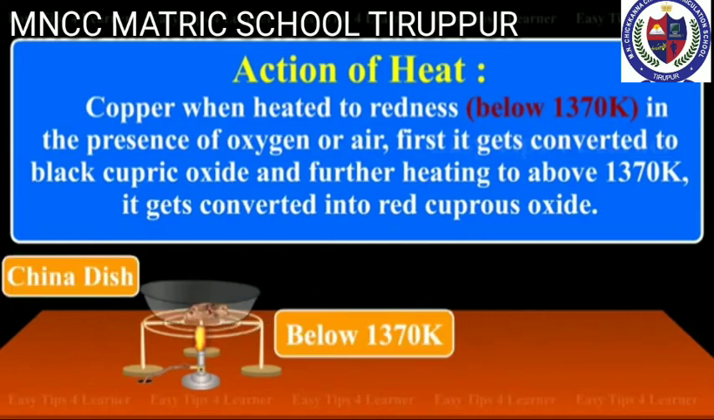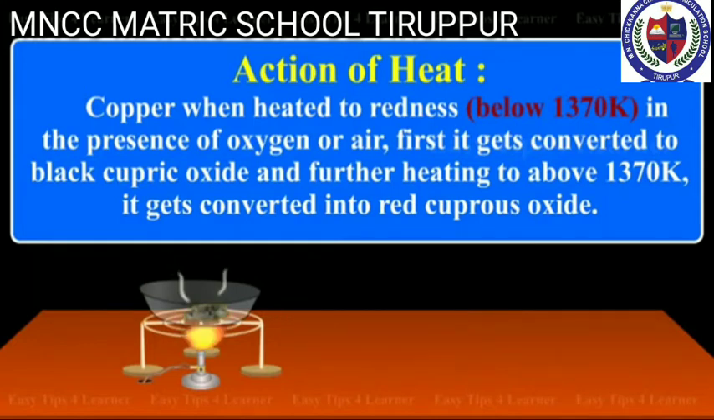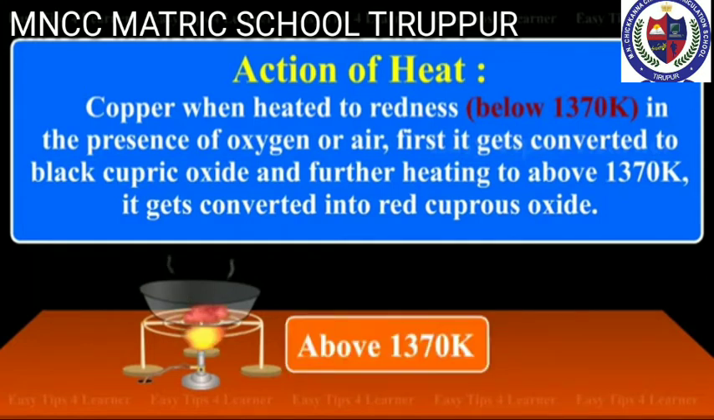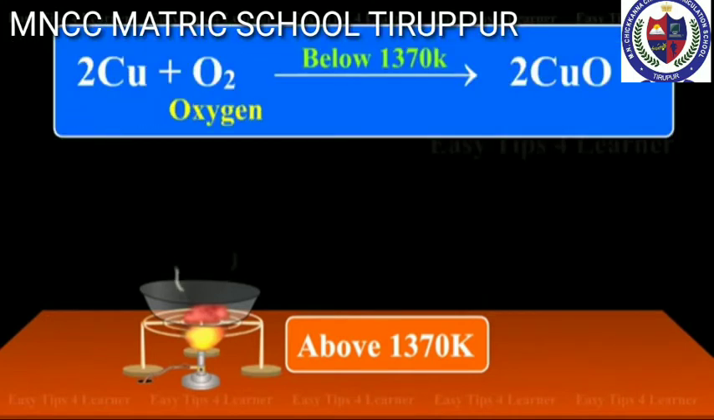Action of heat. Copper when heated to redness below 1370 Kelvin in the presence of oxygen or air first gets converted to black cupric oxide, and on further heating above 1370 Kelvin it gets converted into red cuprous oxide.